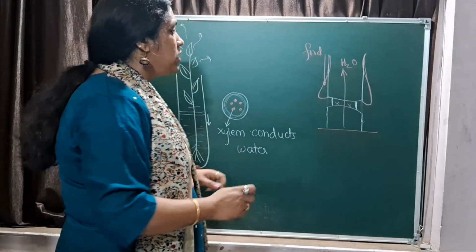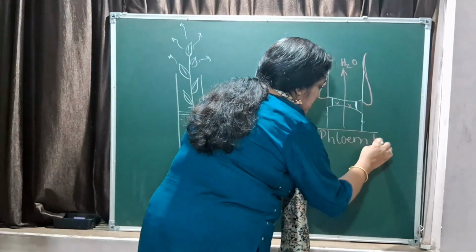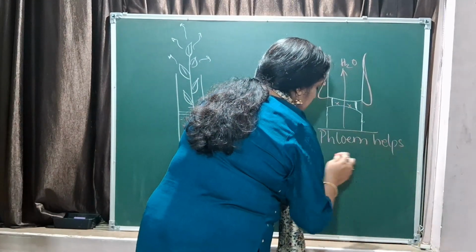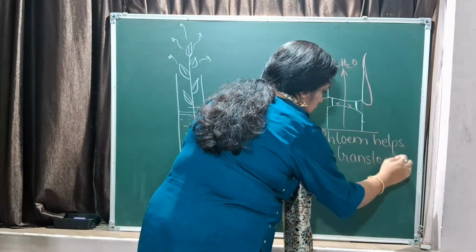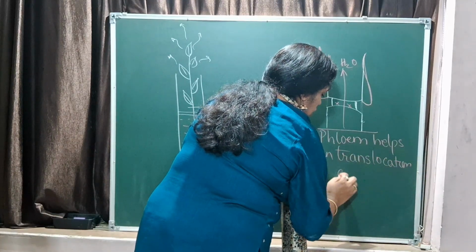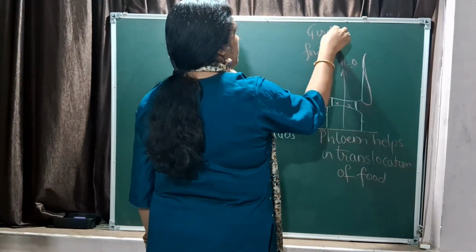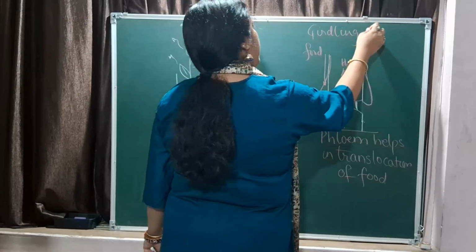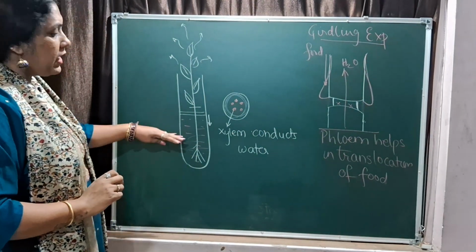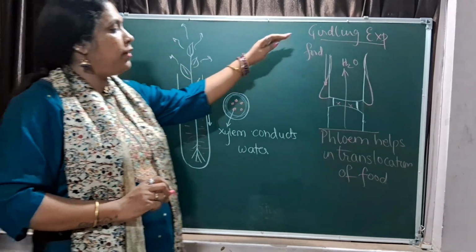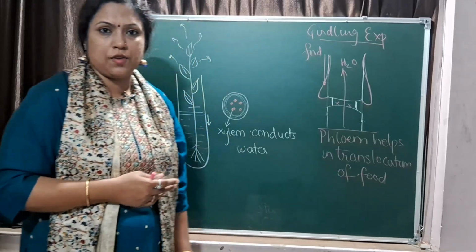Is that clear? So this proves that phloem helps in translocation of food. This is also called the girdling experiment. This is very important to understand. Xylem helps in conduction of water and phloem helps in translocation of food. Take a screenshot if you are interested.